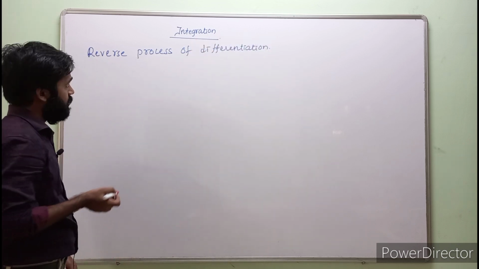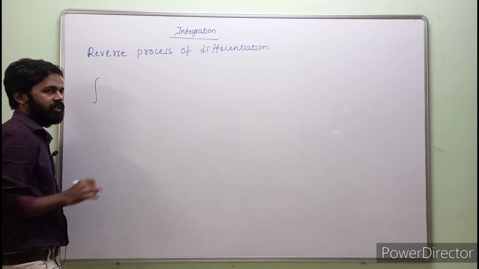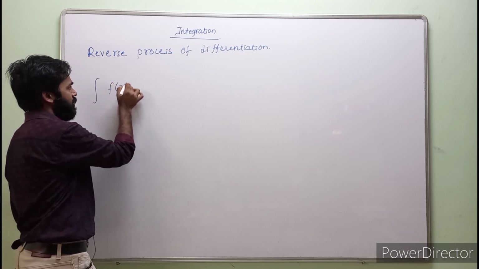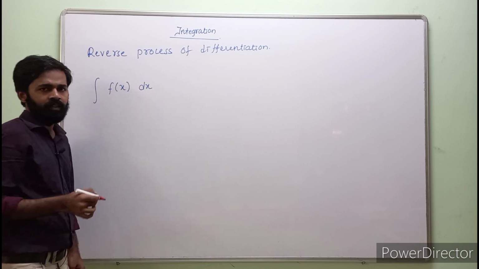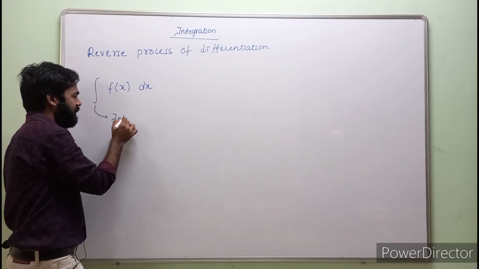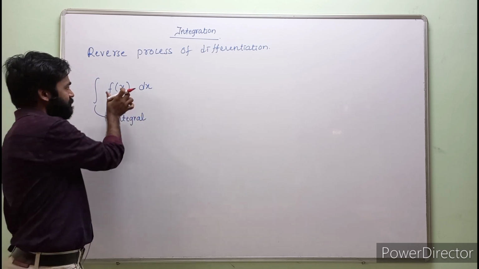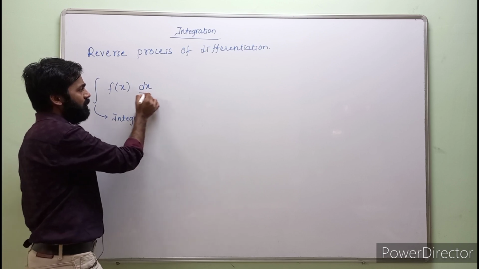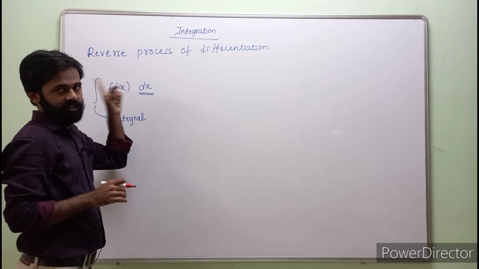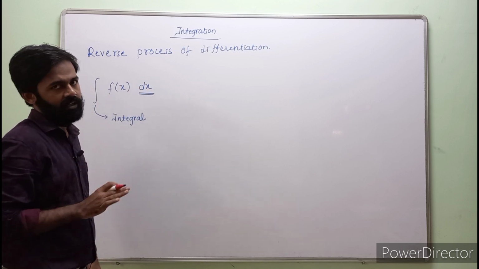Right. Now, how do you represent integration? Integration we represent using this symbol. Okay, so if I write integration of f of x dx, this symbol represents integral or integration of some function. With respect to what variable you are integrating? We are integrating with respect to the variable x here. So this dx represents with respect to what variable we are integrating.